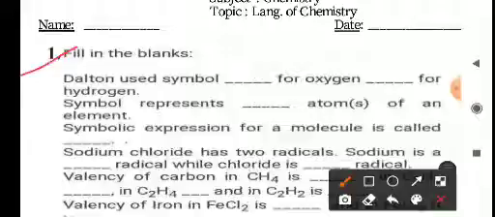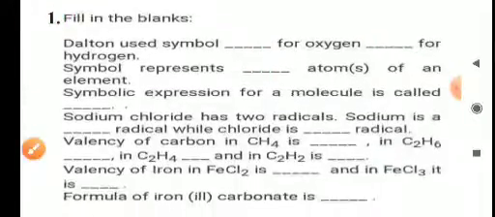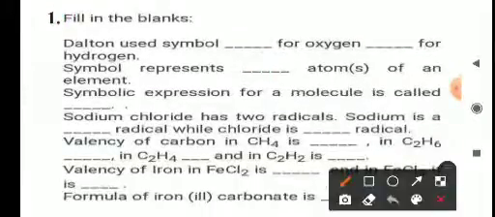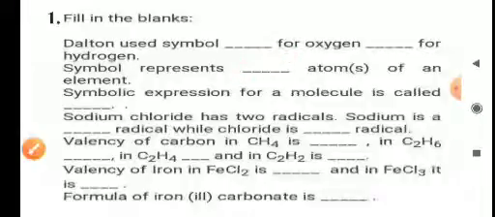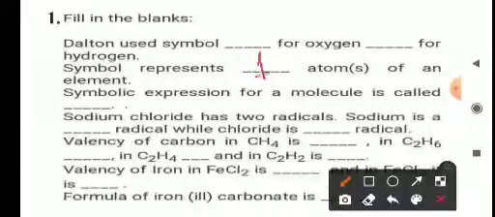Dalton used the symbol for oxygen, so it will be filled O, and for hydrogen the symbol will be capital H. A symbol represents one atom of an element.